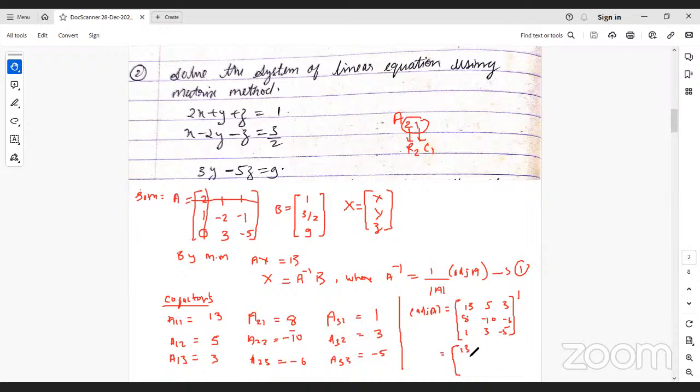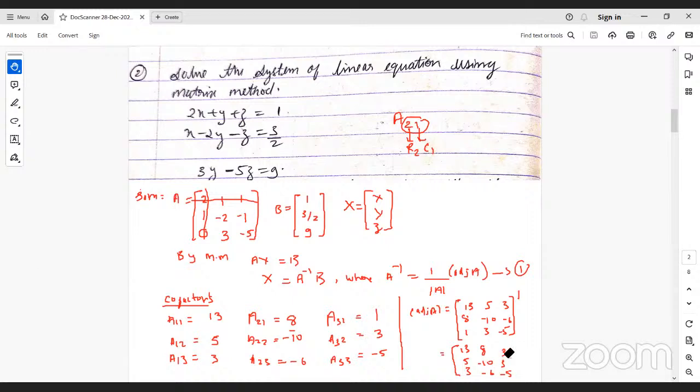So it will be 13, 5 and 3. Next 8, minus 10 and minus 6. And then 3, 1. Sorry. Okay, so 8, minus 10 and minus 6. And then it will be 1, 3 and minus 5. Okay, 1, 3 and minus 5. Okay, so this is how you can simplify it.